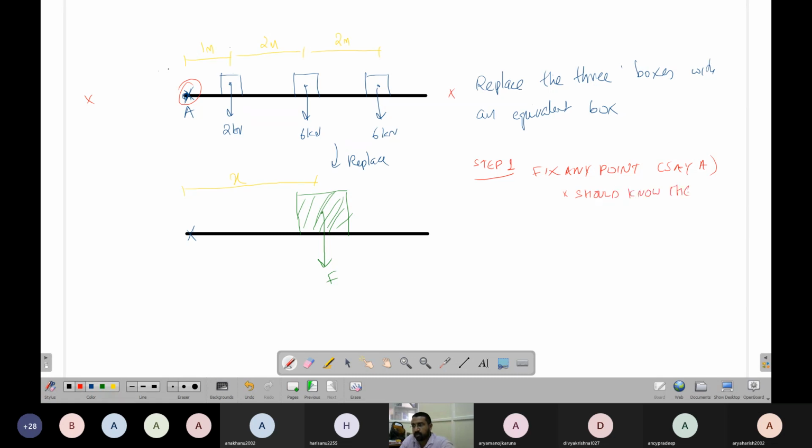The distance of all forces from the point. Okay, right? Now I have got the distance of all the boxes from A, I know them.